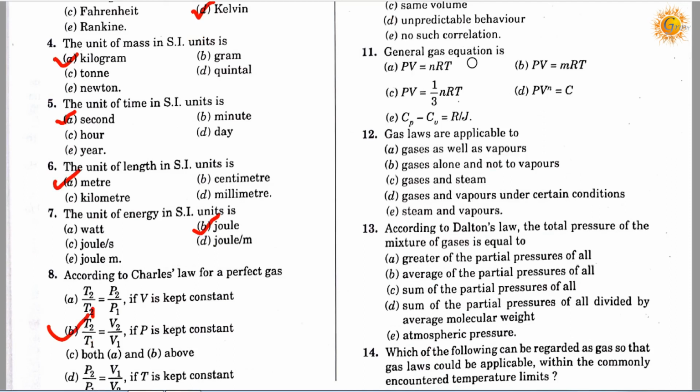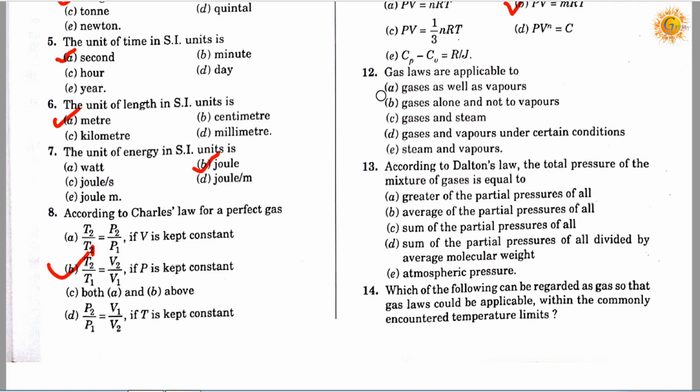Question number 11. The general gas equation is, and that question is asked most of the time. Option A is PV equals nRT. Option B is PV equals mRT. Option C is PV equals one third nRT, option D is PV to the power n equals C, and option E is Cp minus Cv equals R upon J. So the correct answer will be B. The general gas equation is PV equals mRT.